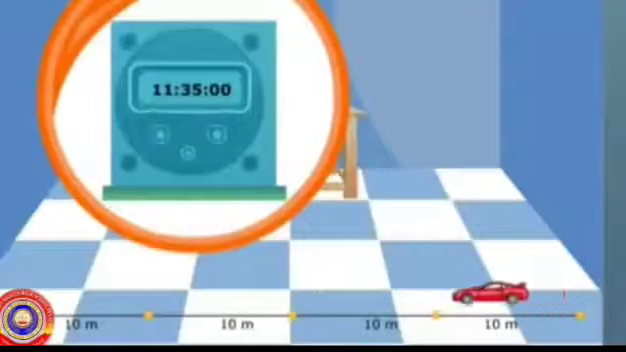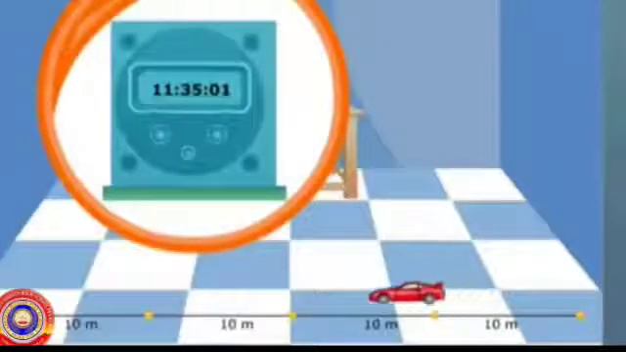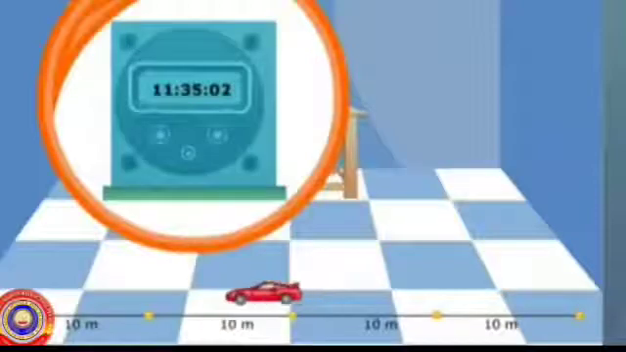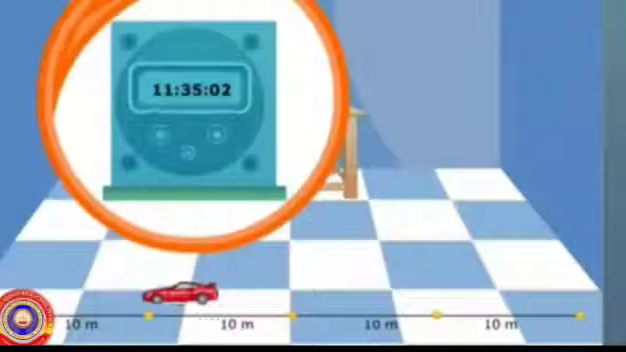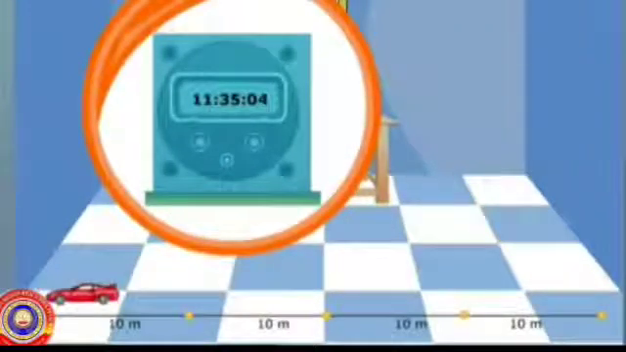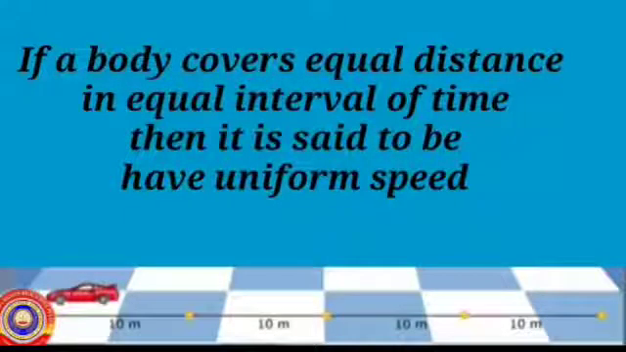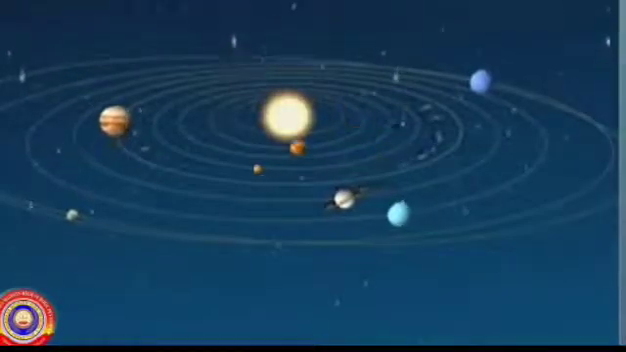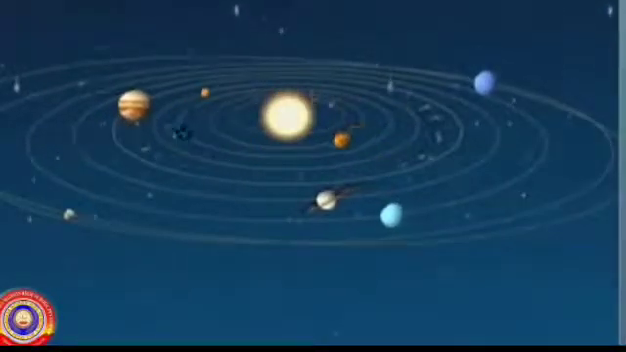Observe the motion of a car displayed here. In the first 1 second, the car traveled 10 meters. Similarly, the car traveled 10 meters in every second. So we can say the car is moving with uniform speed. That is, if a body covers equal distance in equal intervals of time, then it is said to have uniform speed. The planets revolving around the sun is an example of uniform speed.